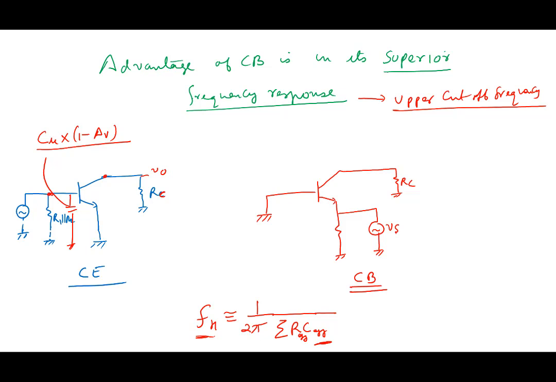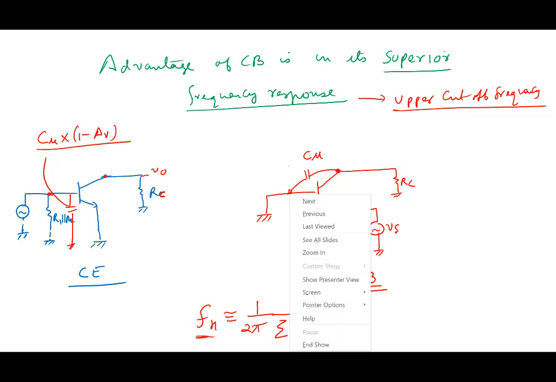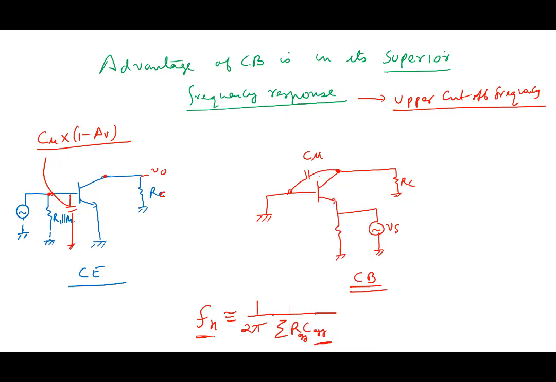it becomes slow. In contrast, if you look at this one here, C mu, where is C mu connected? C mu is between base and collector. Where is it connected? Between here. One end of the C mu is what? Ground. There is no Miller's effect here. It's not getting multiplied. Miller's effect only comes, if you recall, when I have an amplifier and there's a capacitance connected between input and output.